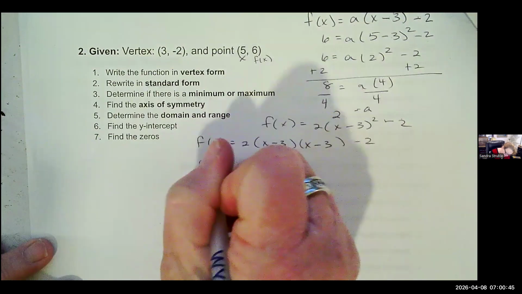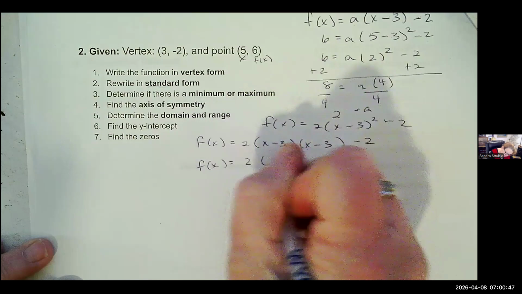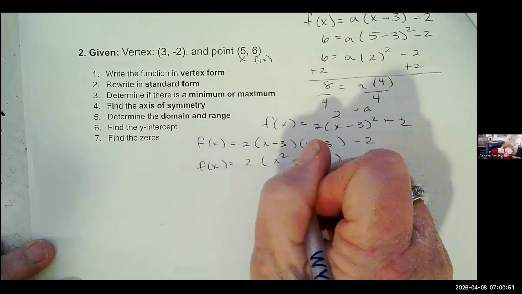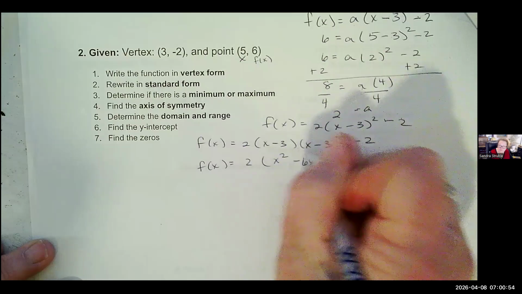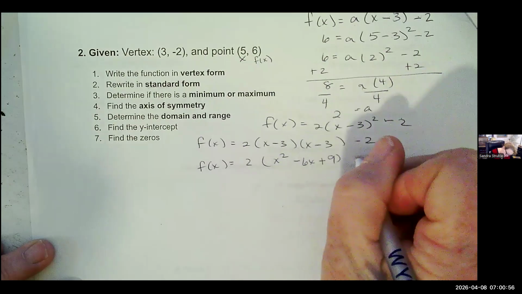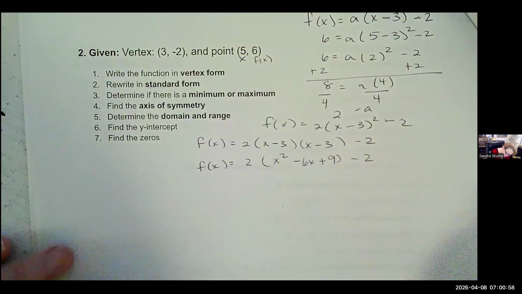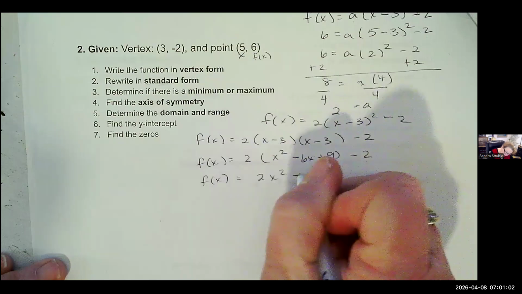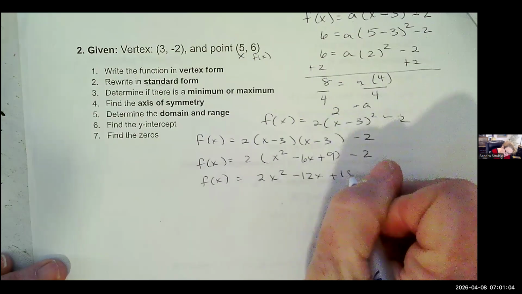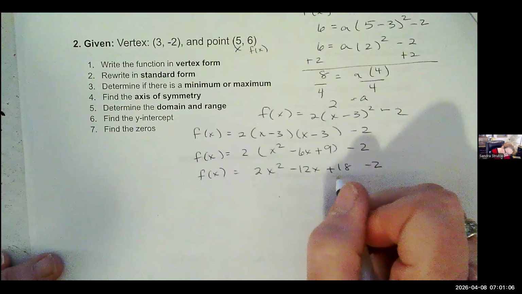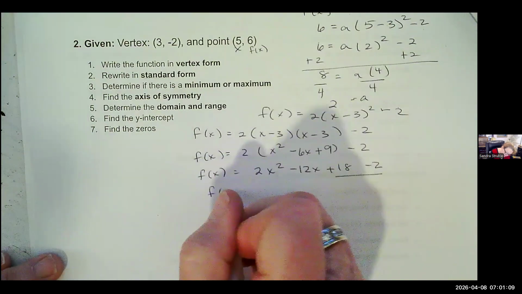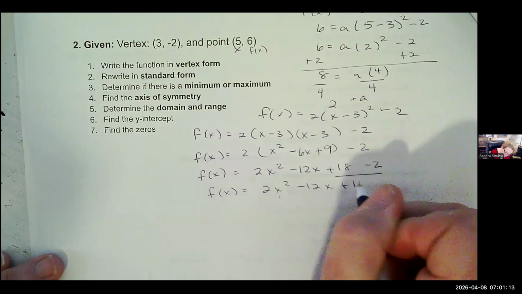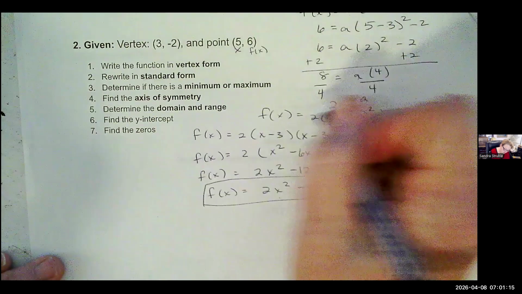And then I'll distribute. x squared minus 3x is minus 6x. Negative 3 times negative 3 is 9. Use whatever method you want to use. And now I'm going to distribute my 2. And lastly, I'm going to combine my like terms. There is my general form. There is my vertex form.